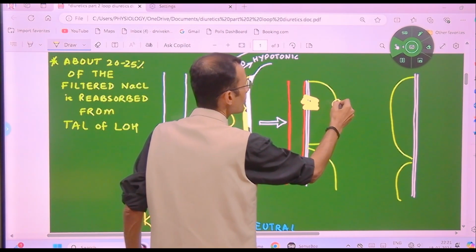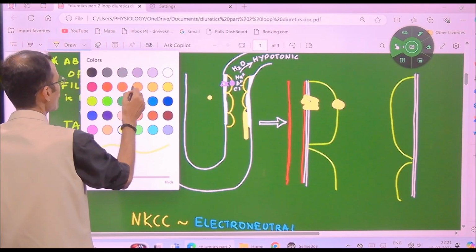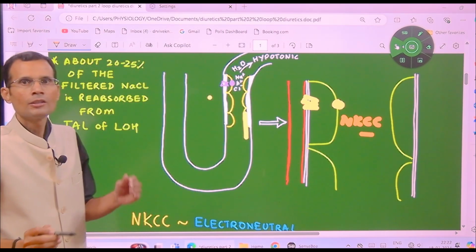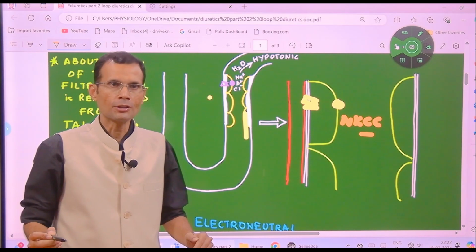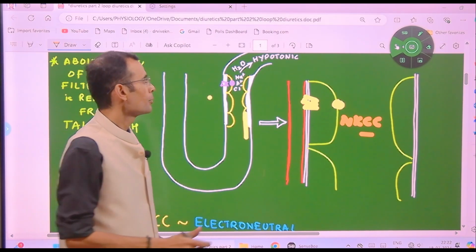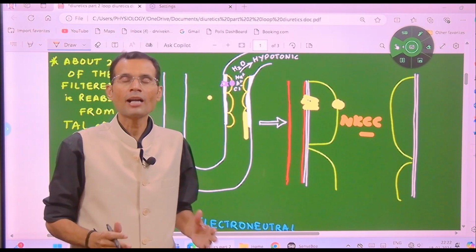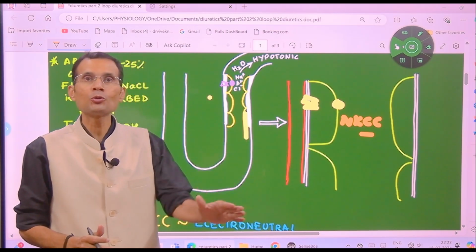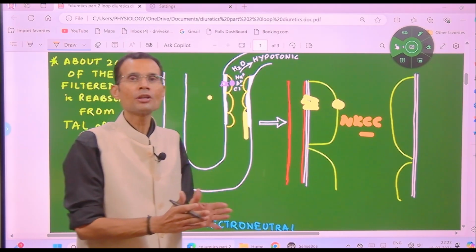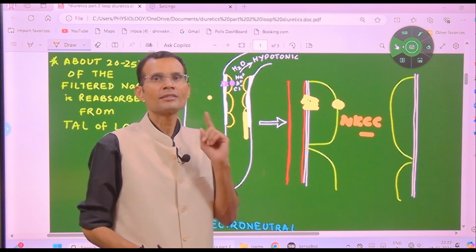Okay, now on the apical side, we have a transporter called the NKCC transporter. NKCC, that is sodium, potassium, chloride co-transporter. This transporter is said to be an electroneutral transporter. Why? Because it binds 1 sodium, 1 potassium and 2 chloride. The co-transport is taking place as 1:1:2. I mean 1 sodium, 1 potassium, that's 2 cations, and 2 chloride, that's 2 anions. So it is an electroneutral transporter. In some time we will see that this is electroneutral yet electrogenic. We will see that in some time.